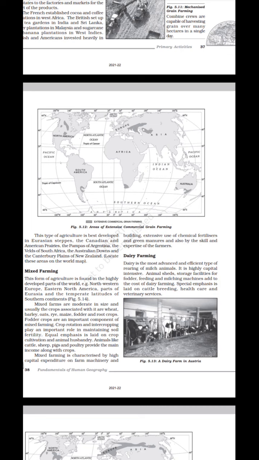Dairy farming. Dairy is the most advanced and efficient type of rearing of milch animals. It is highly capital intensive. Animal sheds, storage facilities for food, feeding, and milching machines add to the cost of dairy farming. Special emphasis is laid on cattle breeding, healthcare, and veterinary services. Take a look at figure 5.13, a dairy farm in Australia.